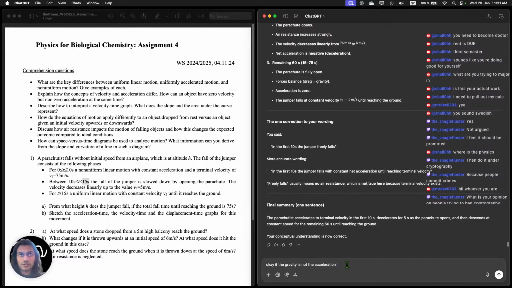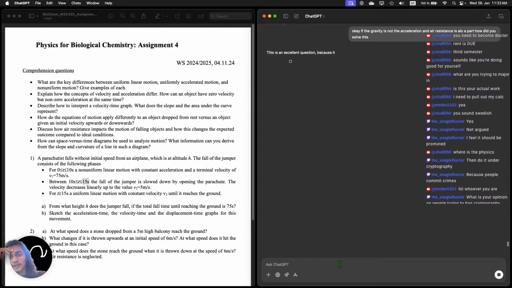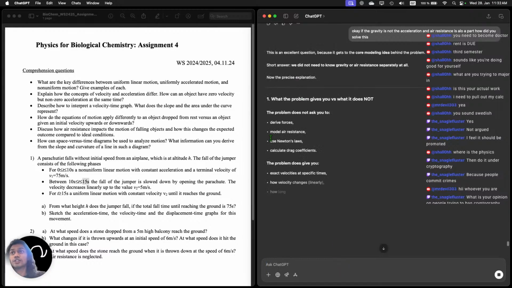If gravitation is not the acceleration and resistance is also a part, how did you solve this? Air resistance? That's just an excellent question.